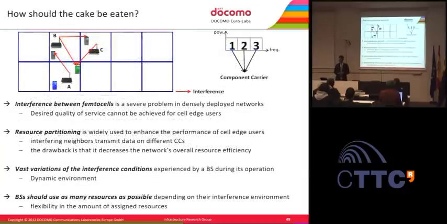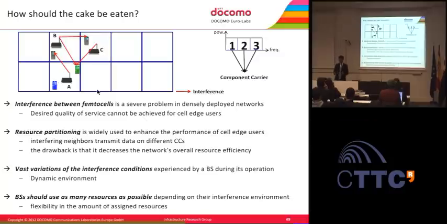Okay. How should the cake be eaten? How should we divide resources between these users? Let's assume a system where out of 10 apartments, 3 of them are occupied, each one serving one user, and we assume a system where we have 3 component carriers available to us. These red arrows here represent interference. So for example, cell B would interfere with this user from cell C, and so on and so forth.